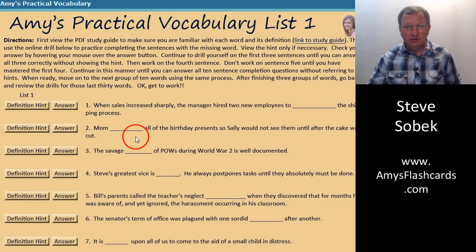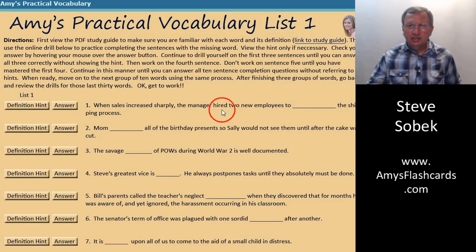The first time through, you might want to just look at all the answers. That's not cheating. That's fine. Ultimately, just like the country drills, you want to be able to get all 3 of these right. The manager hired 2 new employees to expedite the shipping process. Mom concealed the birthday presents. The savage abuse of the POWs. When you've mastered these 3, you add the 4th. Steve's greatest vice is procrastination. When you've mastered those 4, add a 5th.